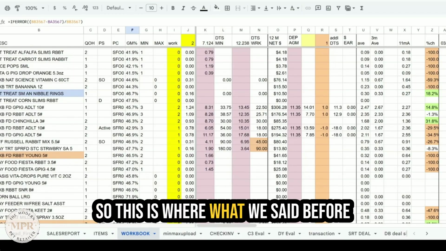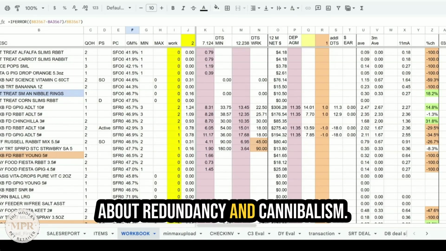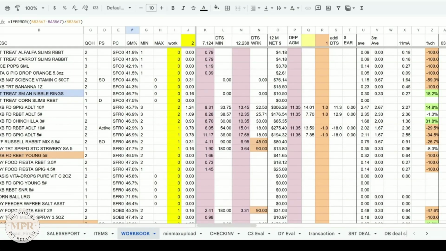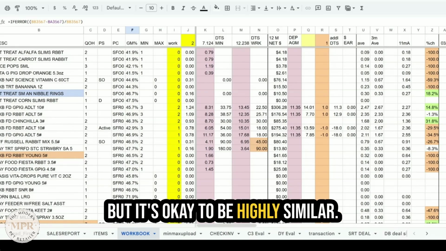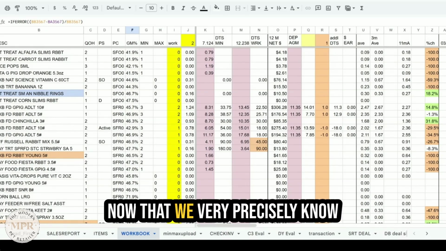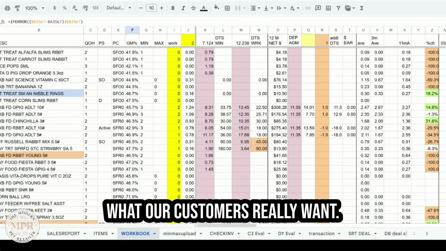So this is where what we said before about redundancy and cannibalism comes in. We don't want to cannibalize, but it's okay to be highly similar now that we very precisely know what our customers really want.